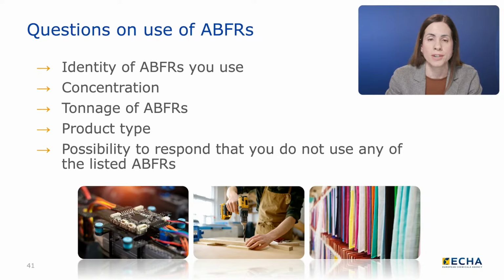After providing general information about you and your activity, you will be presented with questions about the use of ABFRs. More specifically, you will be asked to provide information on the types of ABFRs that you are using, about the concentration in the relevant products, what tonnage of ABFRs you're using per year, the product types, and then you have the possibility also to respond that you are not using any of the listed ABFRs. By selecting this option, you will be then directed to the right form of the survey.